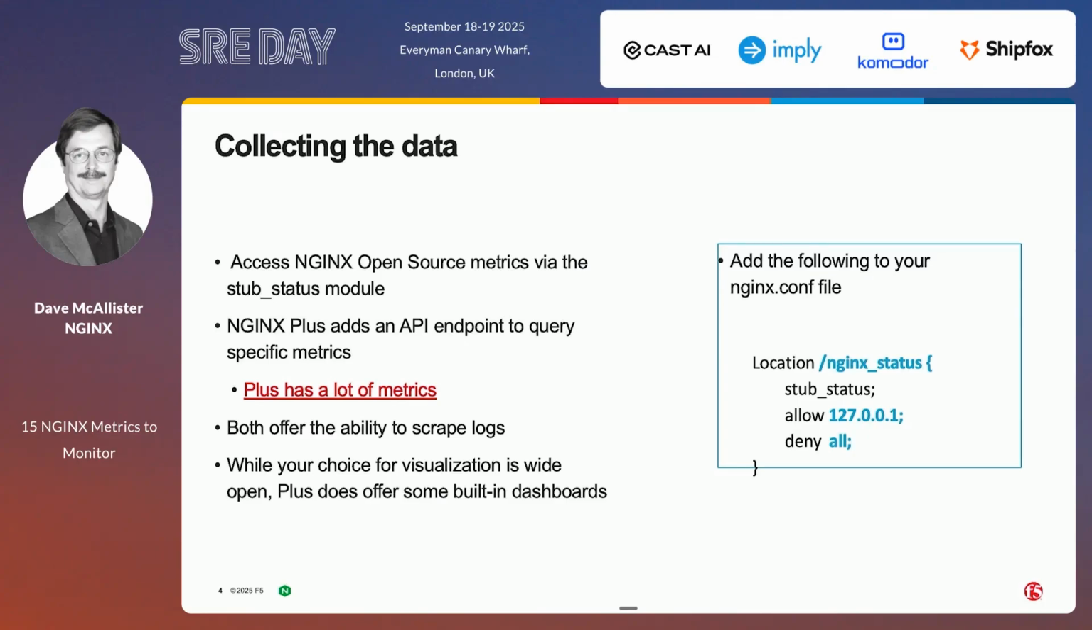NGINX open source is via a stub status module. You load the module into play, and it delivers out a series of metrics to you. Doesn't mean you can't scrape logs, doesn't mean you can't add other pieces to it, but NGINX internally will deliver to you roughly 10 metrics. NGINX Plus has 138. There's a bit of a difference there. While you're available for visualization, you can visualize it any way you want to. Plus does have that built-in dashboard like I showed you. So let's step into what makes sense for these metrics.